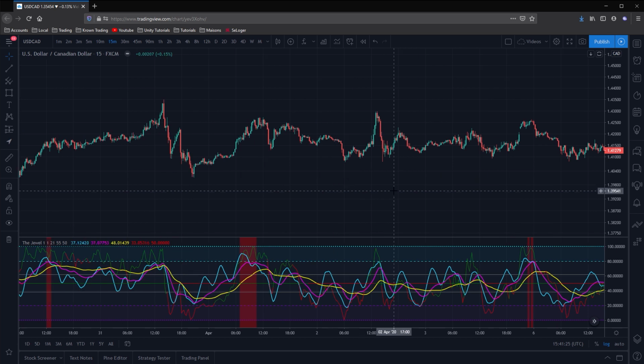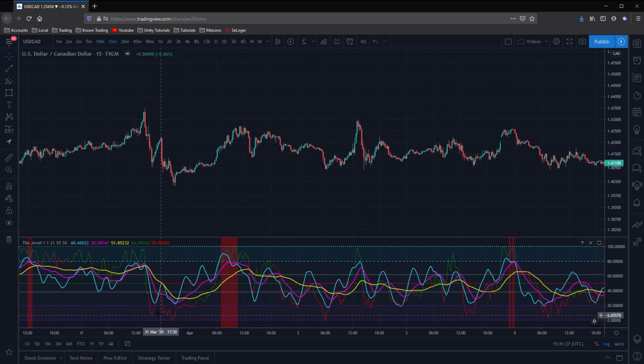All right, so what signals do we have? We have one picture perfect buy signal over there. See the blue coming down on the purple and the yellow, using both as support, and you get that move. That's a buy signal. You even get what I like to call a continuation signal over there.